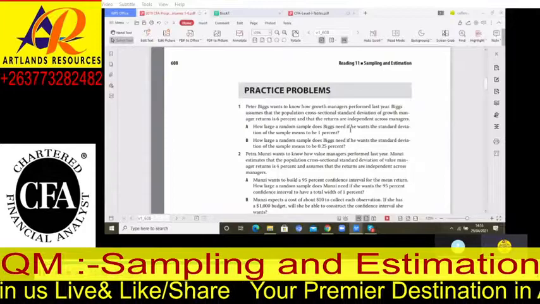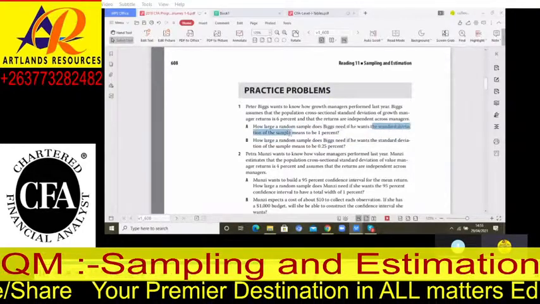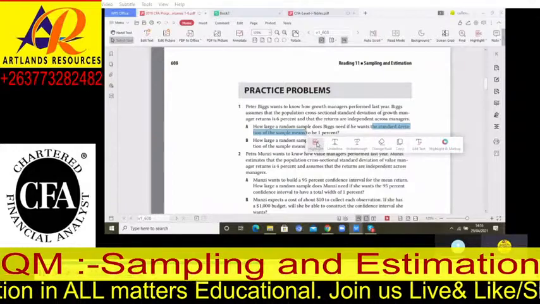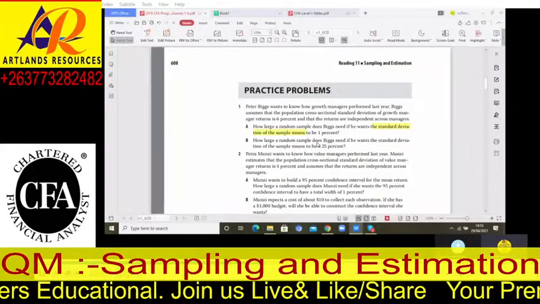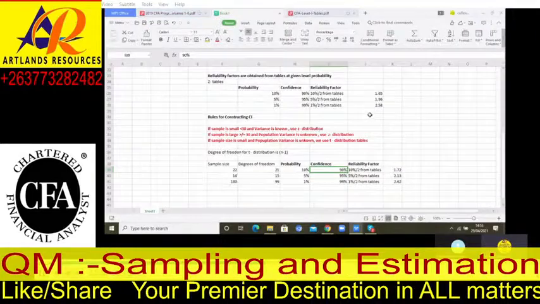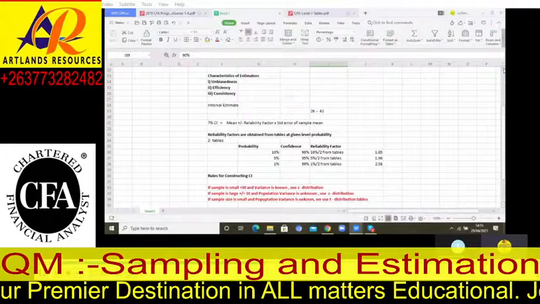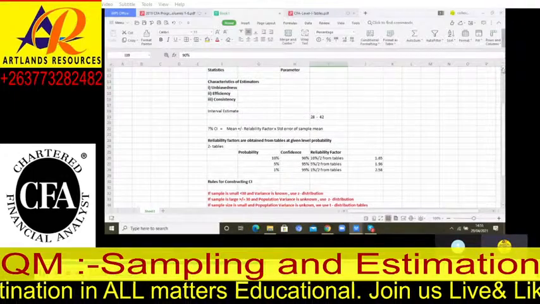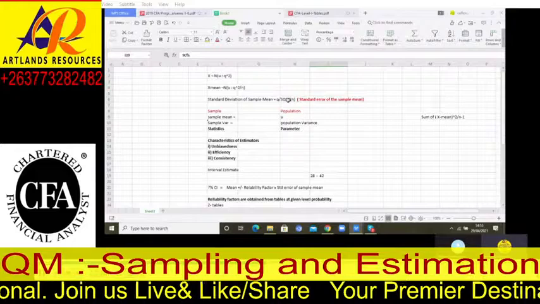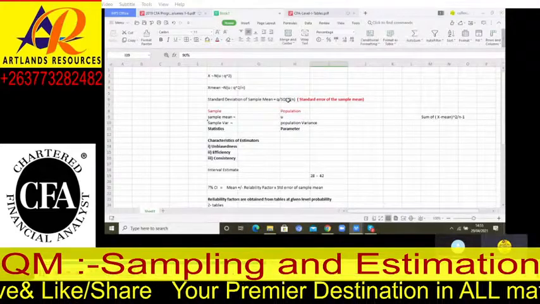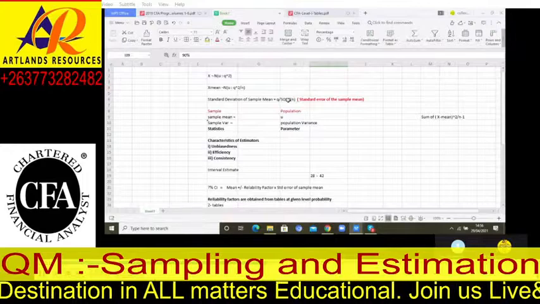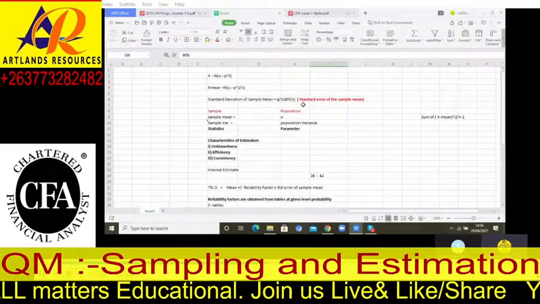When we say standard deviation of sample means, like in a question like this one, this is the standard error of the estimate. That's what it means when they say standard deviation of the sample mean. And in our workings here, how did we say we calculate it? If you are calculating the standard error of the estimate, you simply say standard deviation over the square root of n, and this should give you 1.